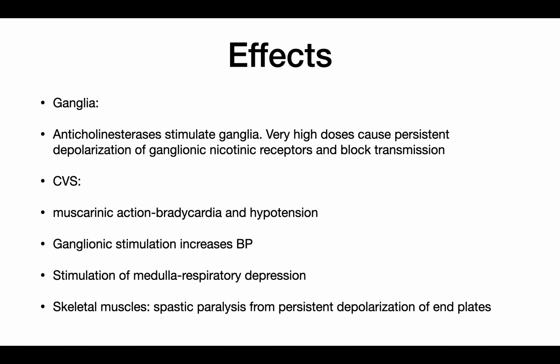So these have certain roles that you have to pay attention to. Okay, so in the ganglia, the anticholinesterases will stimulate the ganglia, and in high doses, it causes persistent depolarization of the ganglionic nicotinic receptors, and they block transmission, leading to flaccid paralysis. In the cardiovascular system, the muscarinic action would be bradycardia and hypotension. Ganglionic stimulation is going to increase the blood pressure. Stimulation of the medulla is going to depress the respiratory system. And in the muscles, there's going to be spastic paralysis because of the persistent depolarization.